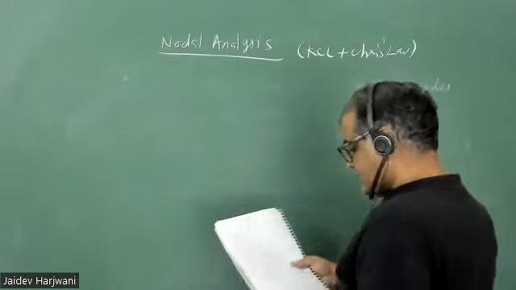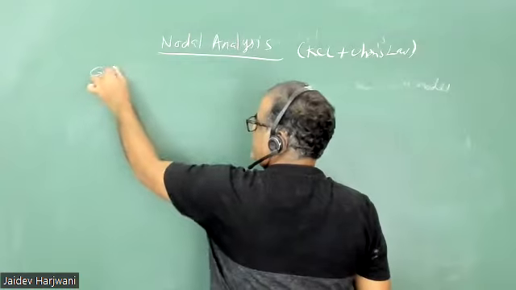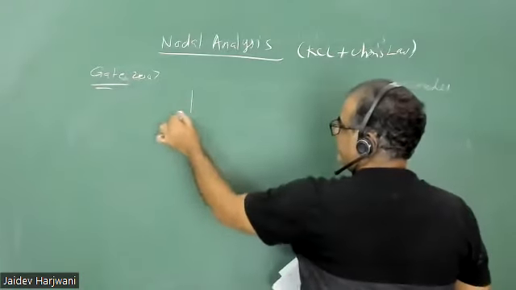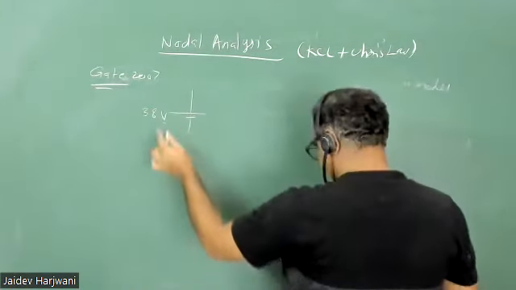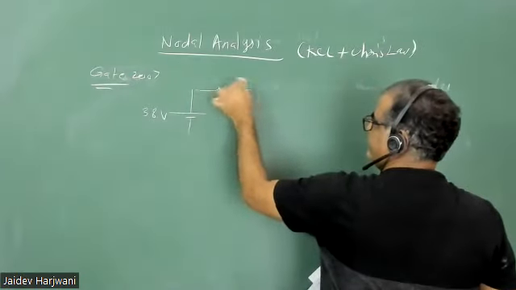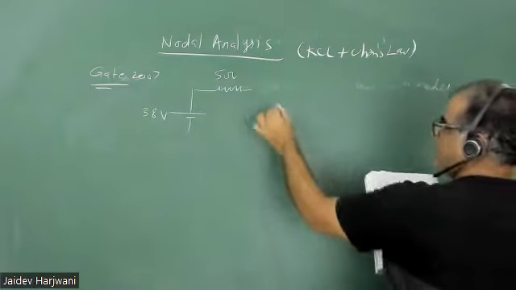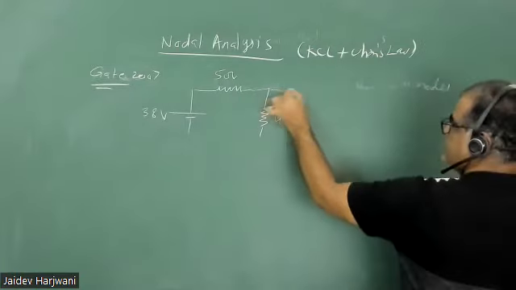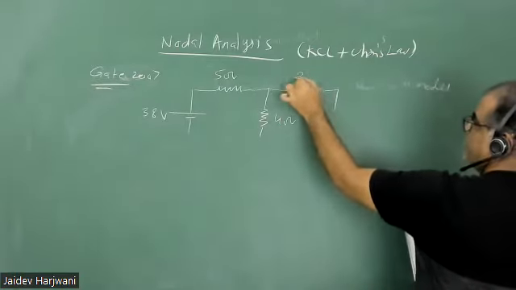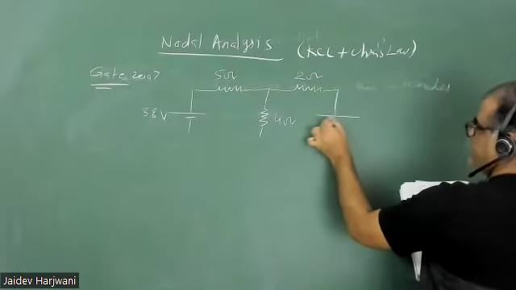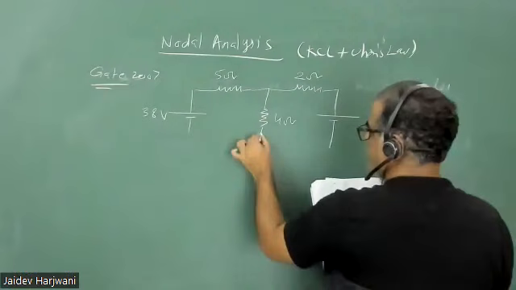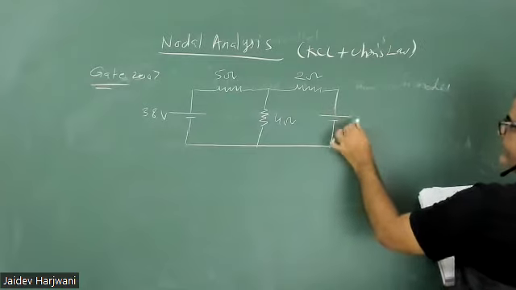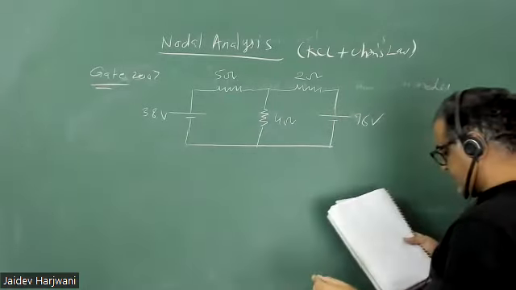So the problem came, you have 38 volt and you have 5 ohm resistance, and then you have 4 ohm resistance, 2 ohm resistance, and then you have 76 volt. Okay, and this is your RL.